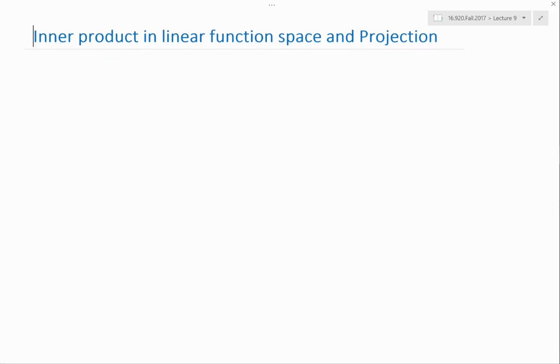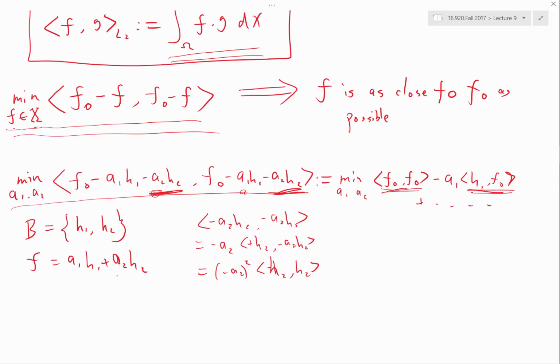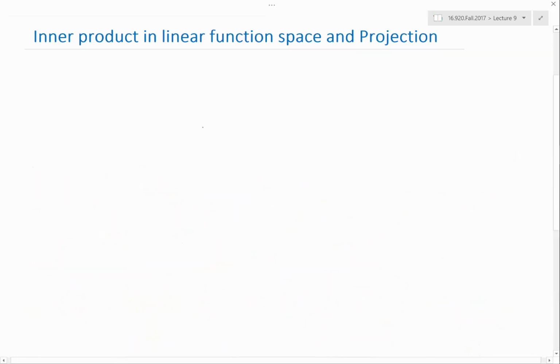So the first thing we'll do is to look at this minimization problem. This minimization problem is saying I want to minimize over f in x the inner product of f minus f0, f minus f0, right?